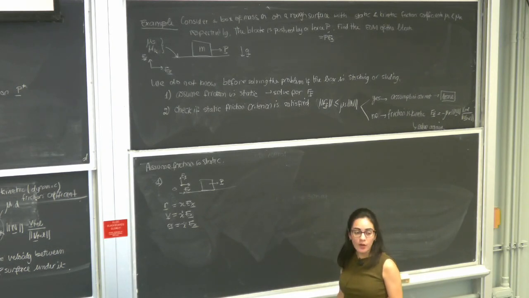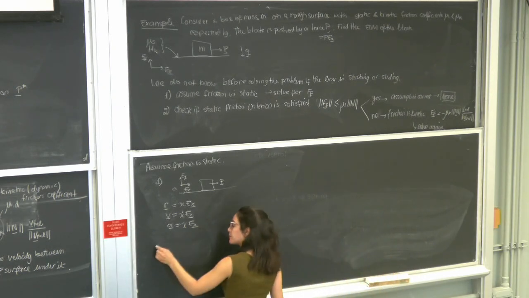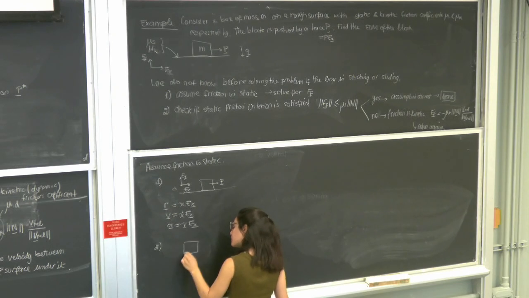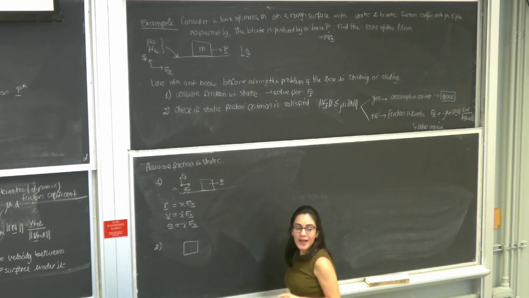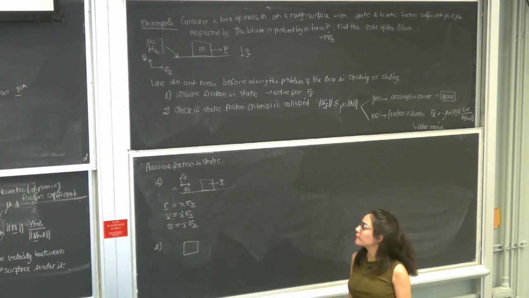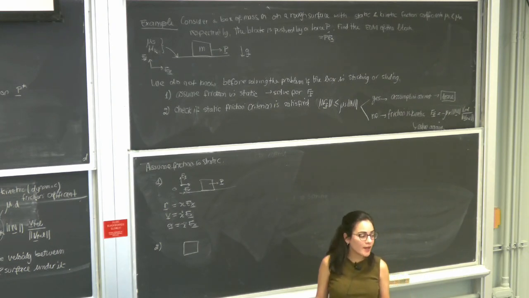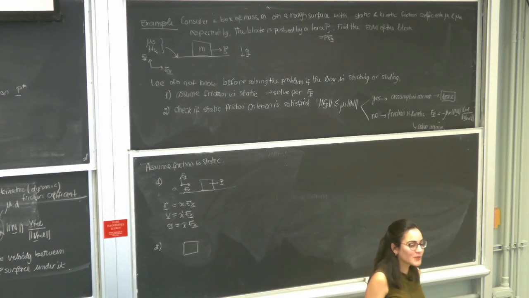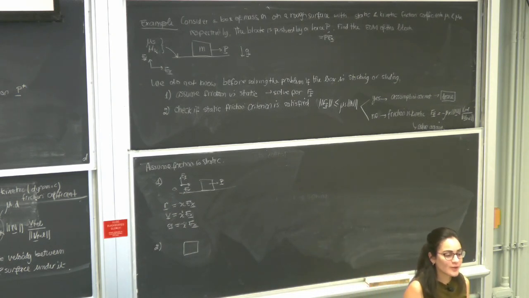Step 2, I'm going to draw my free body diagram. How many forces are acting on my block? I have a 3, I have a 4. Raise your hand for 3. Raise your hand for 4. Well, think about it, discuss. Is it 3 or is it 4? Is it something else? What are the 4 forces?